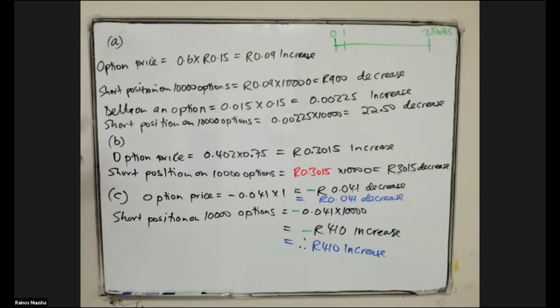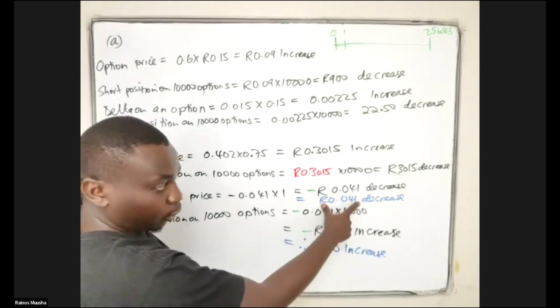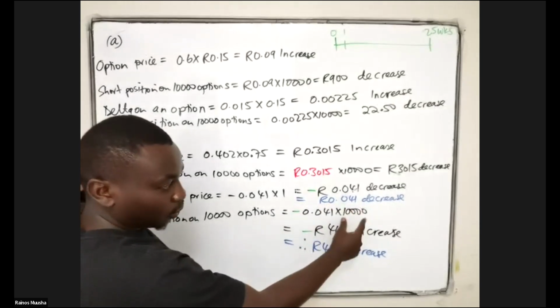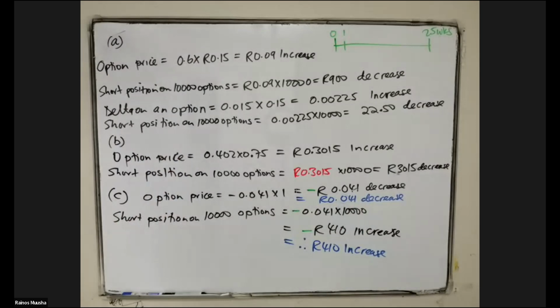So if it's a gain for them of 0.041 per option, it means on 10,000 options it is going to be a gain for them of what? 410. So that's basically the idea behind it. Are we on the same page? Yes, thank you. Okay. Are there any other questions?